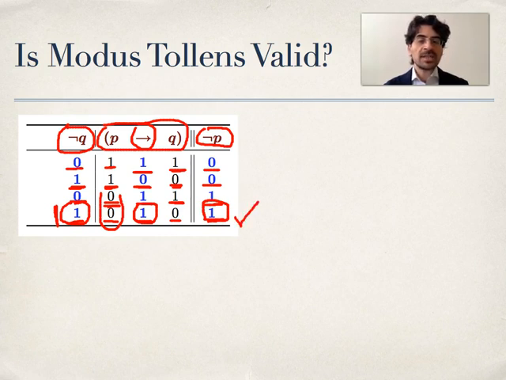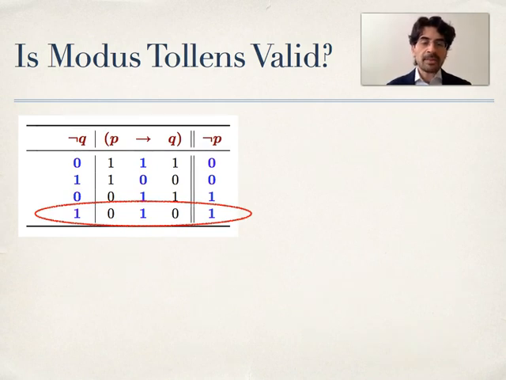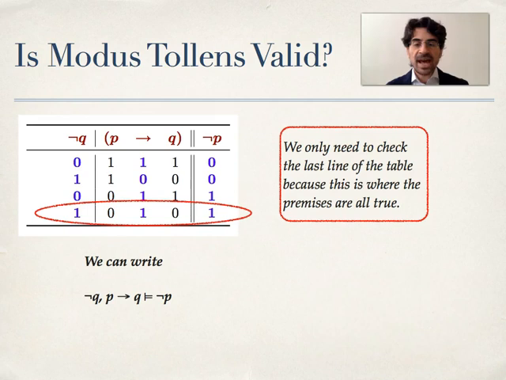So we can conclude once again that modus tollens is a valid form of argument. And I want to emphasize one more time that we only need to consider the case in which both premises are true. So in this case, we only need to consider the last row. And once we do that, we can conclude that modus tollens is a valid form of reasoning, and we can write that it is valid in the following way. We can write not Q, comma, P implies Q, and then the usual symbol, and then not P. This tells us that modus tollens is a valid form of argument.